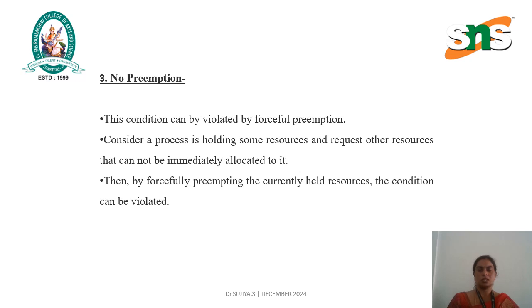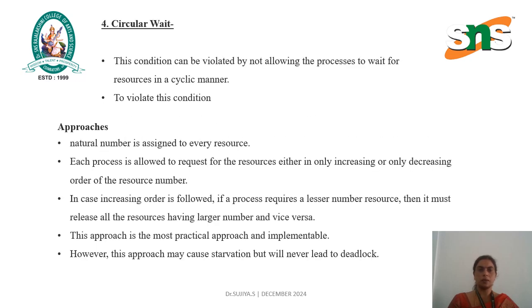And no preemption is a condition where a process holds some resources and requests other resources that cannot be immediately allocated to it. With forceful preemption, the currently held resources are removed from the process, and this condition cannot be violated. Next, circular wait. This condition can be violated by not allowing the process to wait for resources in a circular manner.